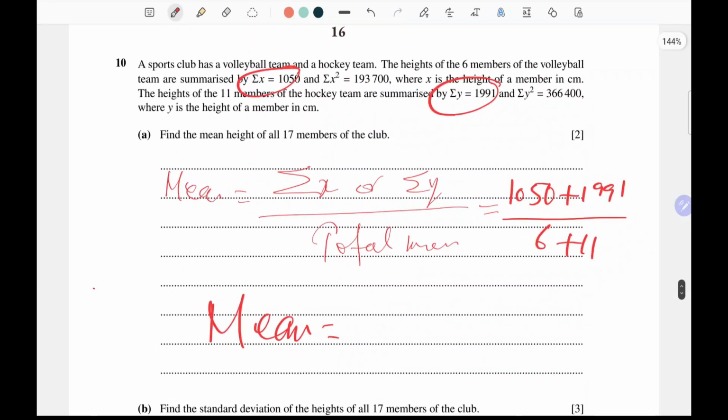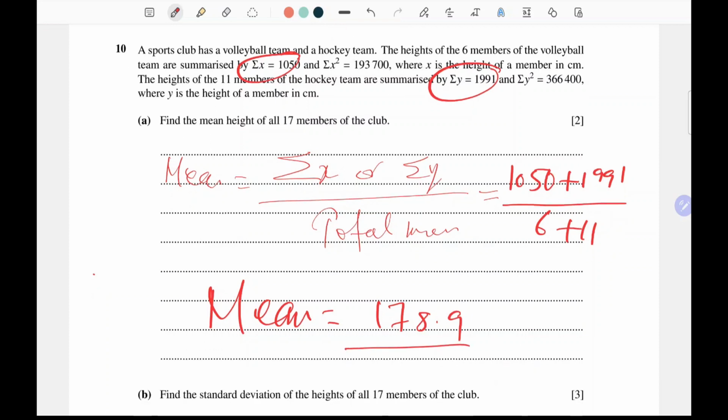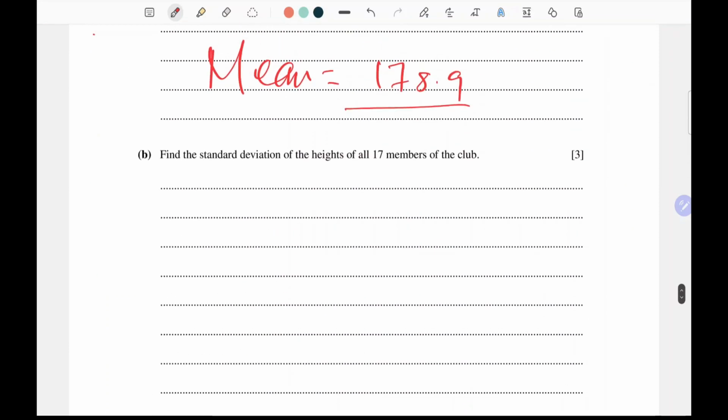Okay, what does it mean? Let's do this calculation: (1050 + 1991) over 17. So guys, I got 178.9 approx. Okay, next, find the standard deviation of the heights of all 17.